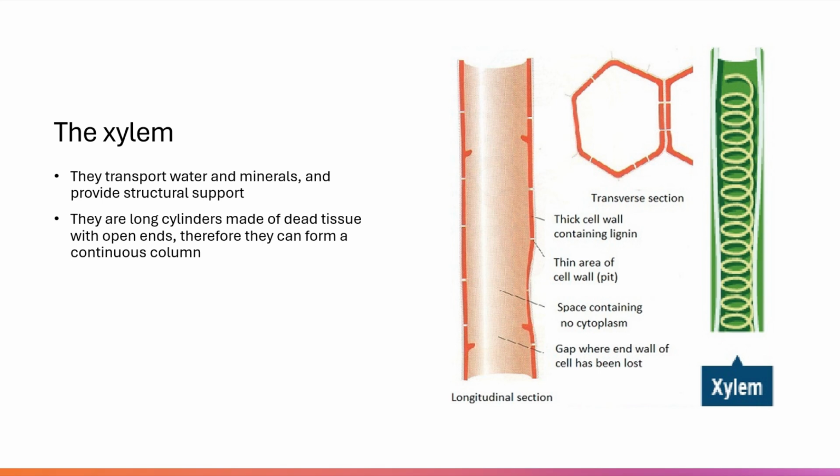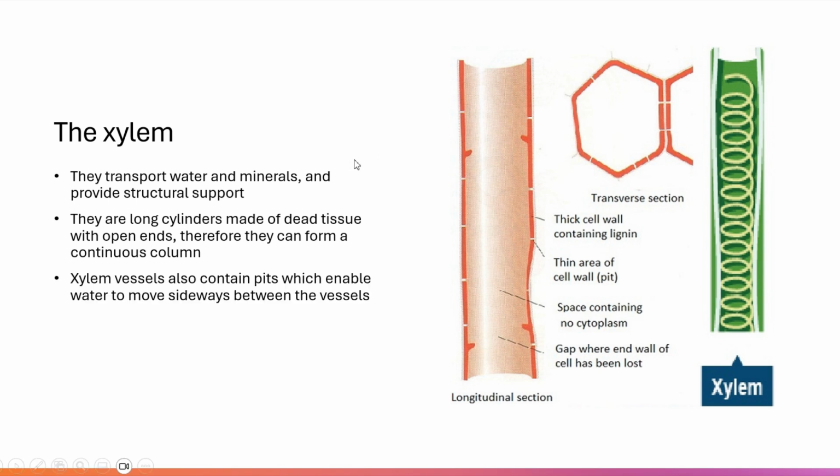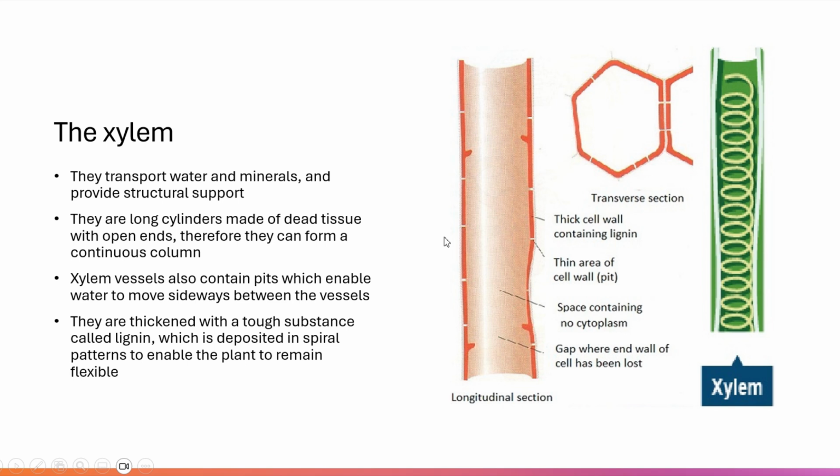They're made of dead tissue, so that maximizes the efficiency in between and stuff like that. Maximizes the space as well. Xylem vessels also contain pits which enable water to move sideways between the vessels. So they have these pits, which means that water can move sideways between the vessels, whatever it needs to do.